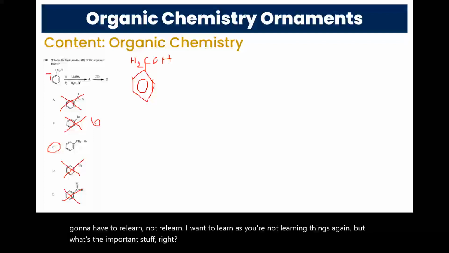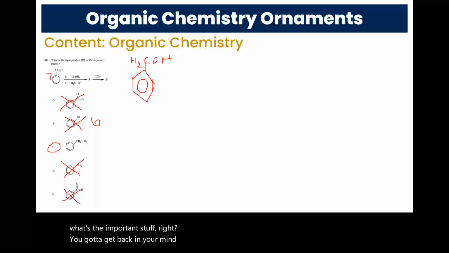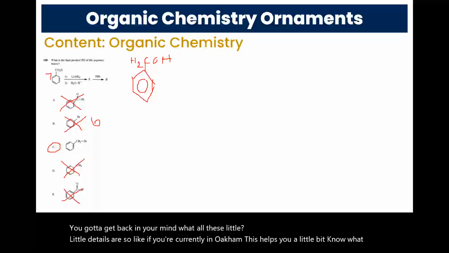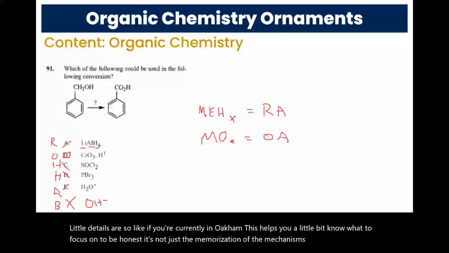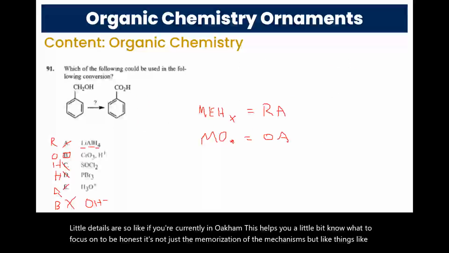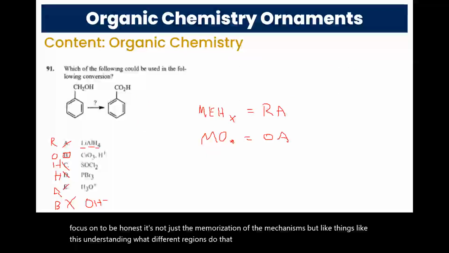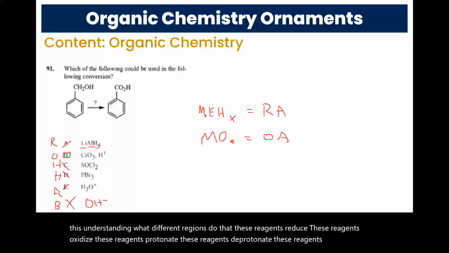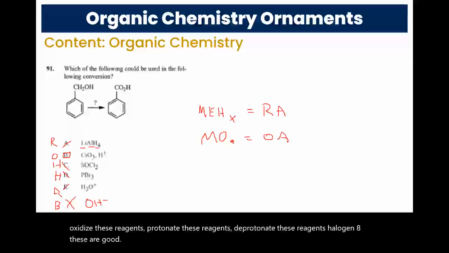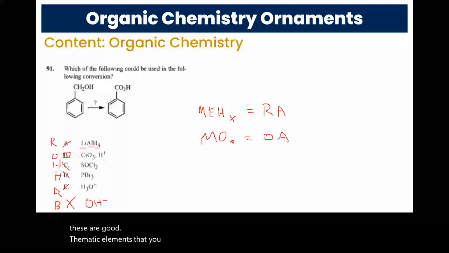You've got to get back in your mind what all these little details are. So if you're currently in OChem, this helps you a little bit know what to focus on, to be honest. It's not just the memorization of the mechanisms, but understanding what different reagents do: these reagents reduce, these reagents oxidize, these reagents protonate, these reagents deprotonate, these reagents halogenate. These are good thematic elements that you want to look for in your current OChem class if you're taking it right now.